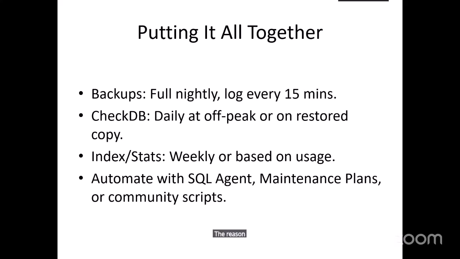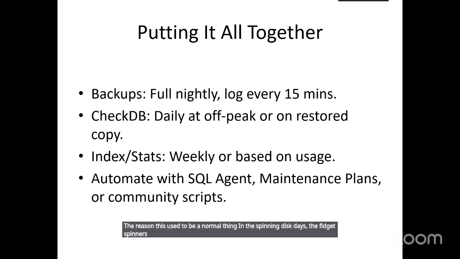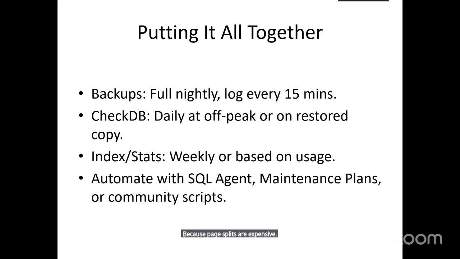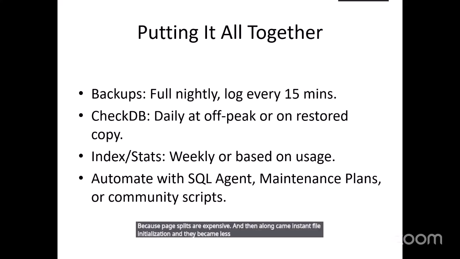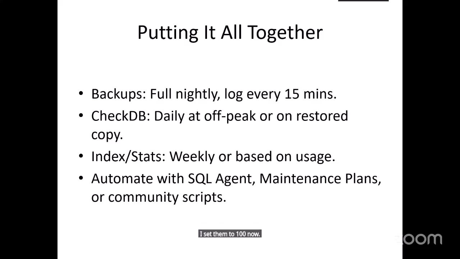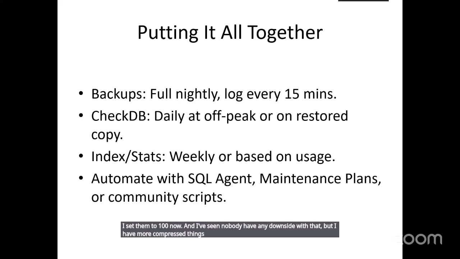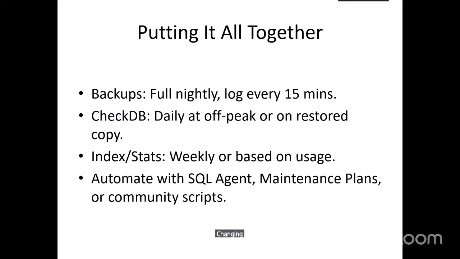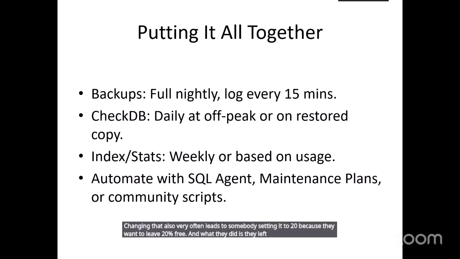The reason this used to be a normal thing in the spinning disk days, the fidget spinners, you wanted to avoid, at least for a little while, page splits because a page got full, because page splits are expensive. Then came instant file initialization, and they became less expensive or less time consuming. I set them to 100 now, and I've seen nobody have any downside with that, but I have more compressed things than somebody at 80%. Changing that also very often leads to somebody setting it to 20 because they want to leave 20% free, and what they did is they left 80% free. People get confused on that setting. I tell them to leave it alone.